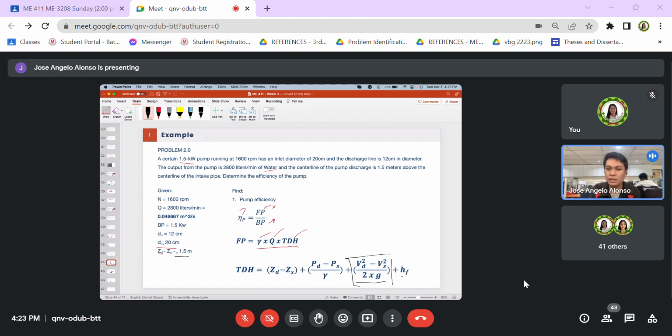Hindi binigay si friction losses, so let's make it 0. Hindi rin binigay yung pressure gauge na na-register before the suction and before the discharge, so let's just make it 0. So to compute for the total dynamic head, we just need to sum both the difference of the elevation head and the velocity head. But before that, let's get the value first of the velocity.